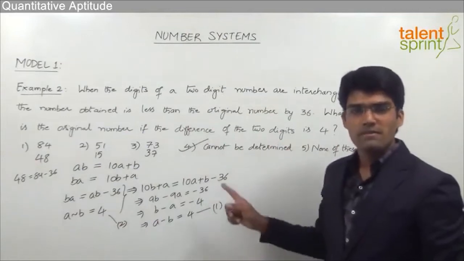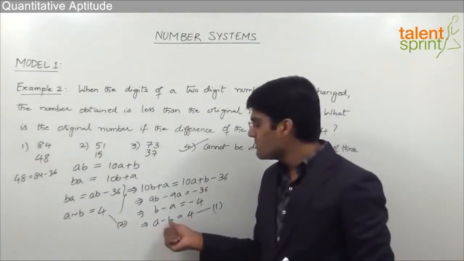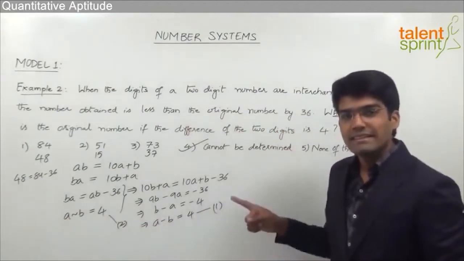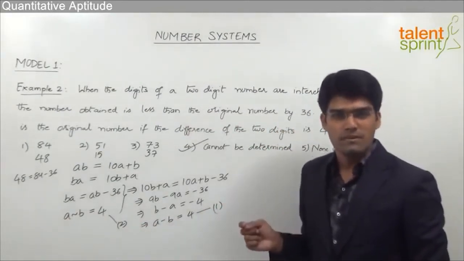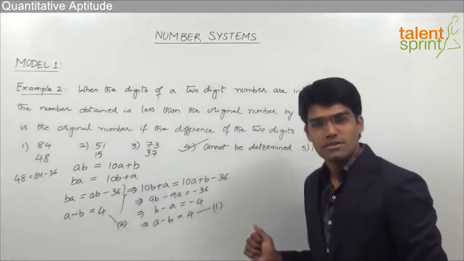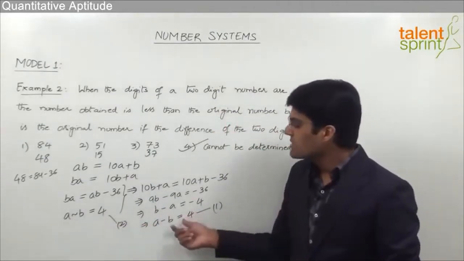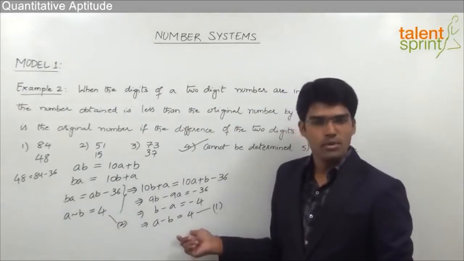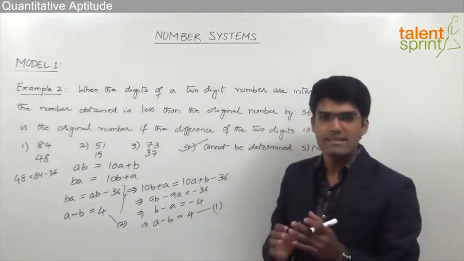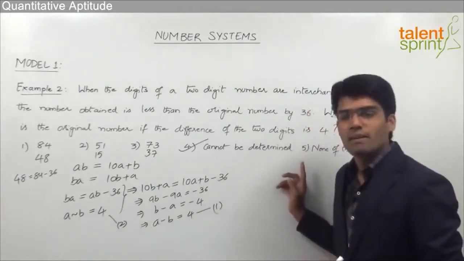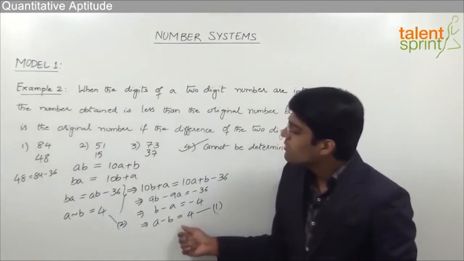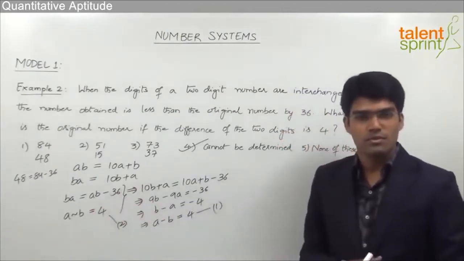Now if you try to observe the two equations, that is A minus B equals 4 and the difference of A and B equals 4, we realize that these are actually the same equations. There is no difference between the first equation and the second equation. That means we have only one equation with two variables, and it is impossible to solve for two unknowns with the help of only one equation. So that is the reason the answer cannot be determined. Why? Because there can be many numbers which satisfy A minus B equal to 4, or the difference of A and B equals 4.